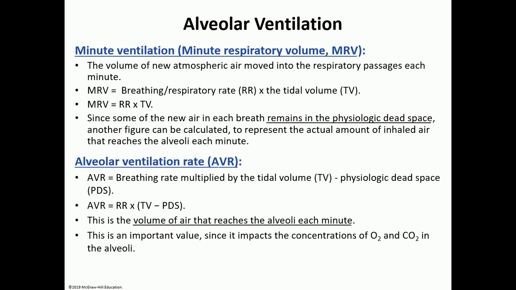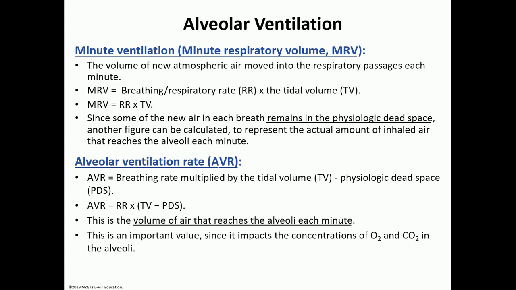Now for these different ventilation rates. There's a minute respiratory volume or minute ventilation, and that is the volume of air that is moved into the respiratory passages each minute. And we can calculate it by calculating the respiratory rate, so how many breaths per minute that person takes, and multiplying it by the tidal volume. Okay, since not all of that air reaches the alveoli, a lot of it, okay, remains in the physiological dead space, remains in the trachea, for example.